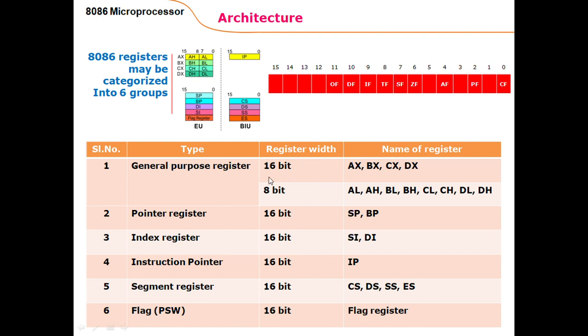The same is true for other general purpose registers, base, count, and data. So all of the registers are 16-bit in the 8086 microprocessor, but some of the registers can be accessed as 8-bit, while at the same time their 16-bit part can also be accessed using these names.